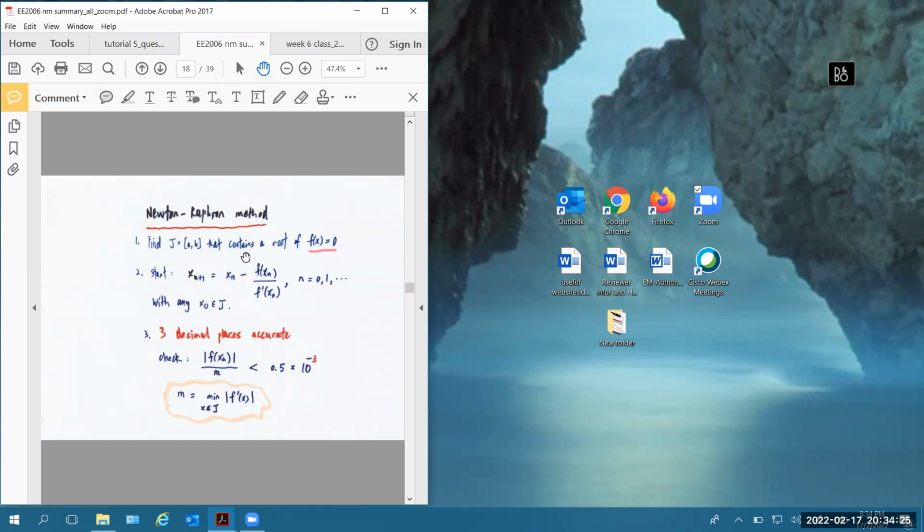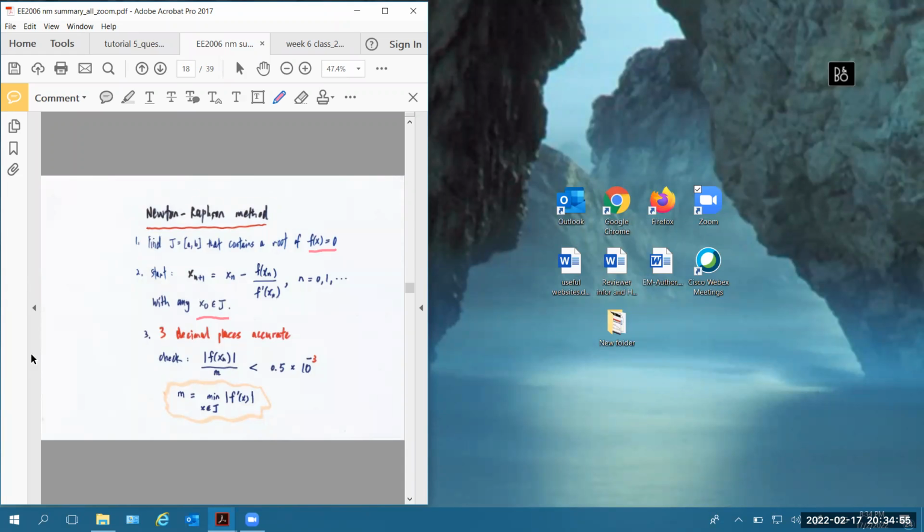So what do we do with this formula? We need to choose x0 first. So you pick an x0 inside your interval J. Any point inside will do. Then you put it in and calculate your x1, x2, and so on. And all these x1, x2, and so on should converge to the solution.